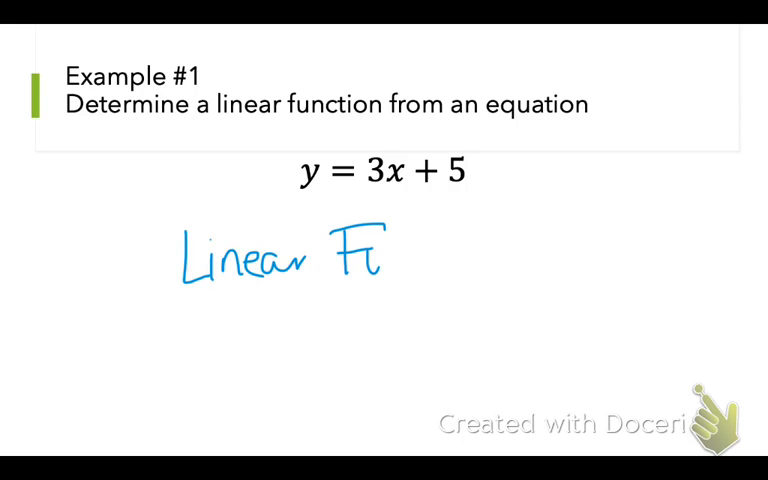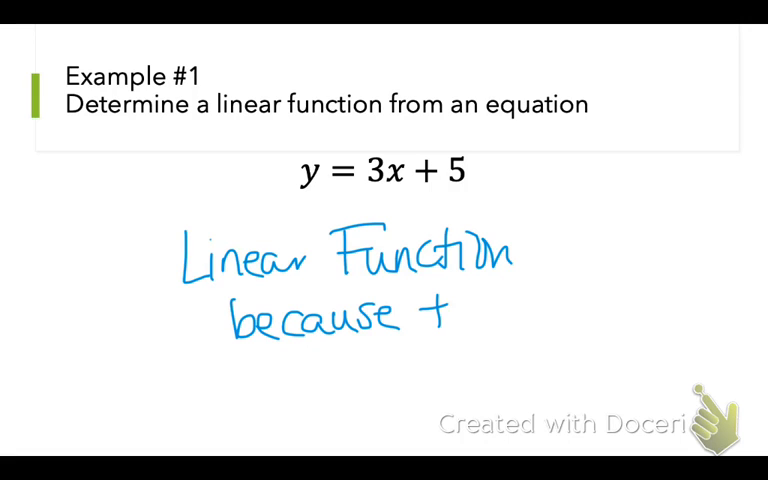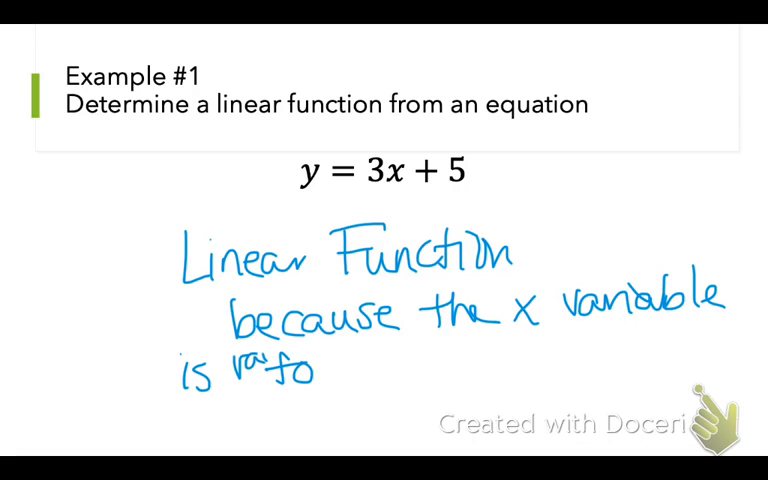So it's a linear function because the x variable is raised to the power of 1. Now you may say, what do you mean 1? I don't see an exponent attached to the x.